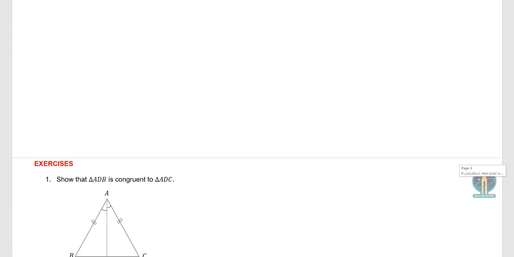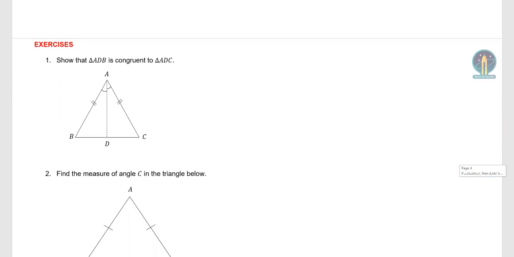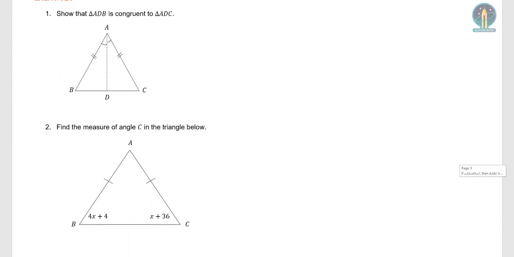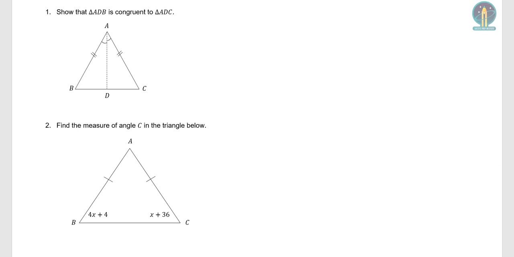And here we have our exercises. Please pause the video, work on these, and come back for the solutions. Okay, here we want to show that triangle ADB, which is this triangle, is congruent to triangle ADC, which is this triangle. So two triangles, we need to show them congruent.